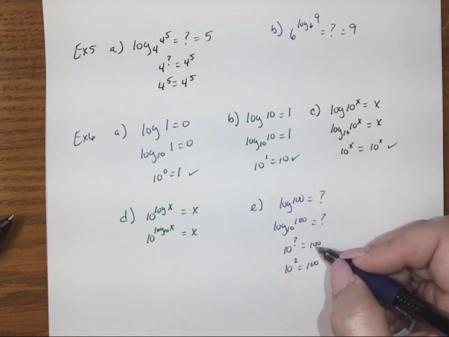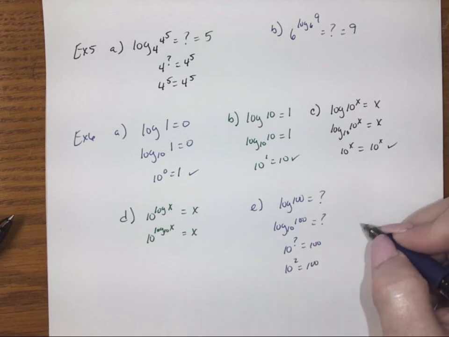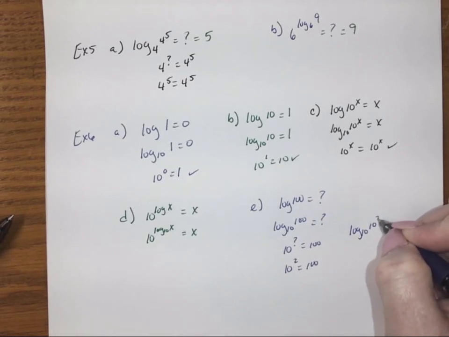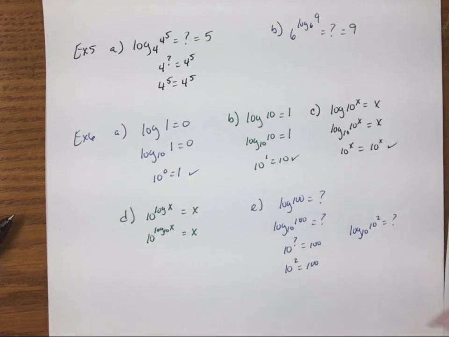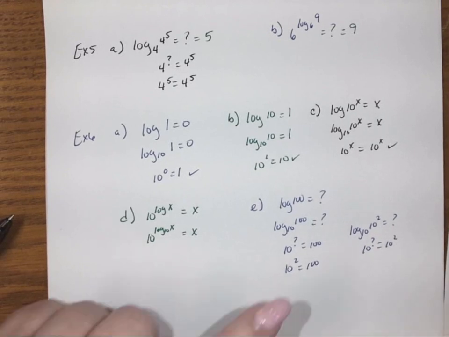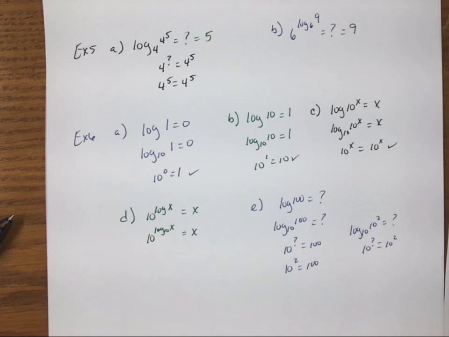We could also rewrite that 100 as a base of 10. We could also state that log base 10 of 10 squared equals what? And then we can see 10 to the what equals 10 squared. So if that's a multiple of it, we can look at it in that respect. So there are different ways to look at that.